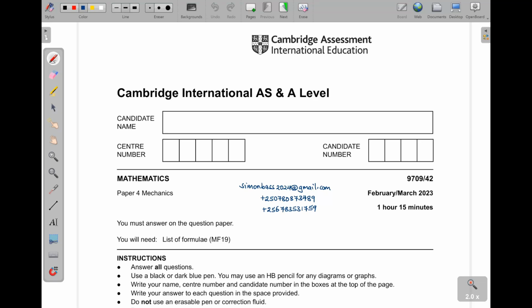This is Teacher Simon taking you through Cambridge International AS and A-Level Mathematics Paper 4-2 for February-March 2023 Mechanics.